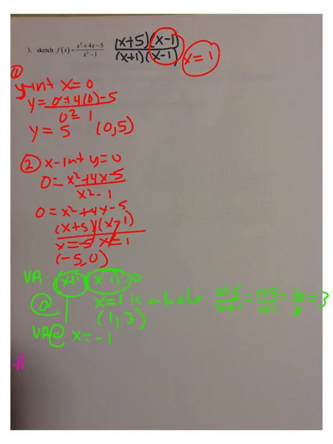Now I need my horizontal asymptote. That's x squared over x squared, so my numerator degree is equal to my denominator degree. So it's the ratio of the coefficients, which is y equals 1. Okay, so let's start graphing.